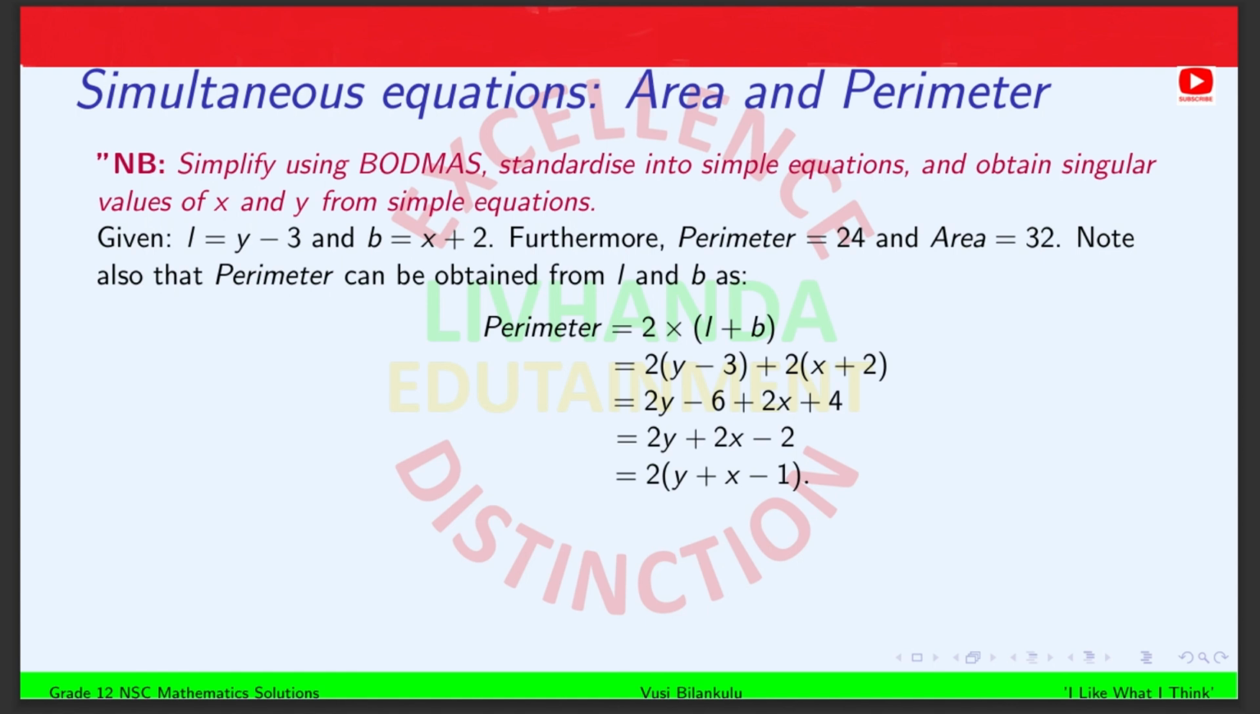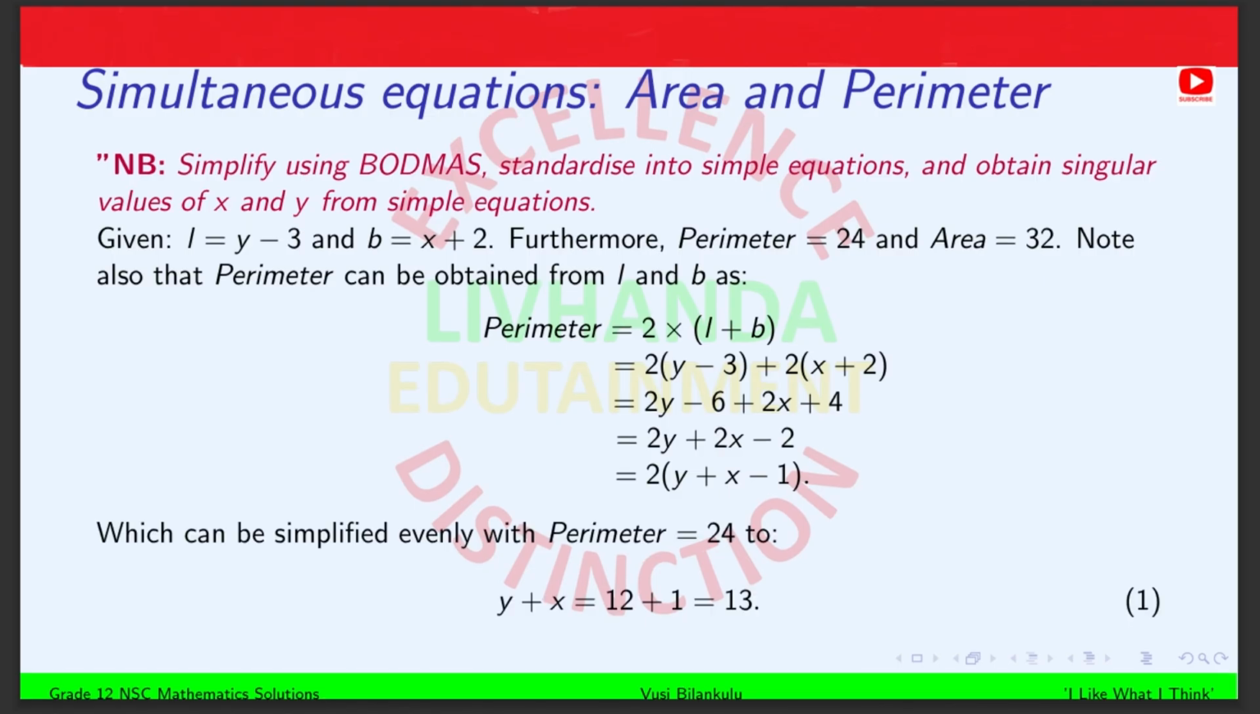First note, the perimeter is twice the sum of length and breadth. In simple terms, the perimeter is expressed as 2 times the sum of y plus x minus 1. Now recall that the perimeter also equals 24, so y plus x equals 13. This simple equation is labeled number 1.